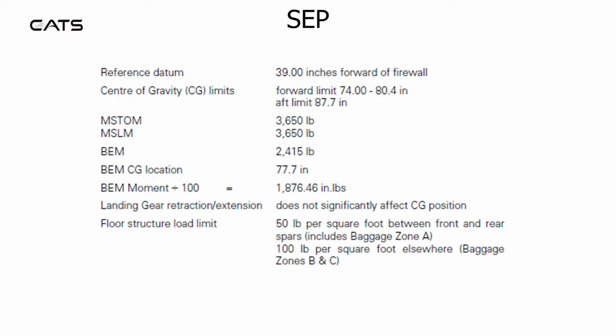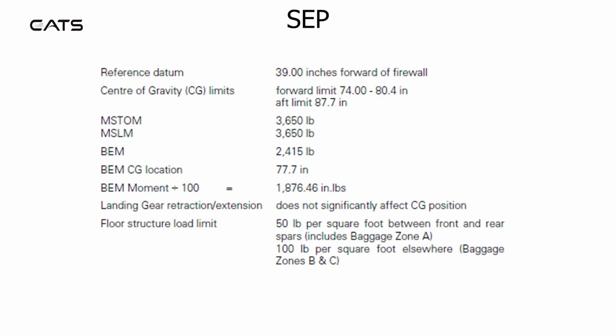The reference datum for the single engine piston is 39 inches forward of the firewall. The centre of gravity limits are 74 to 80.4 inches aft, and the aft limit is 87.7 inches aft. The maximum structural takeoff mass is 3,650 pounds, and the maximum structural landing mass is also 3,650 pounds. Basic empty mass is 2,415 pounds, and the basic empty mass CG location is 77.7 inches.